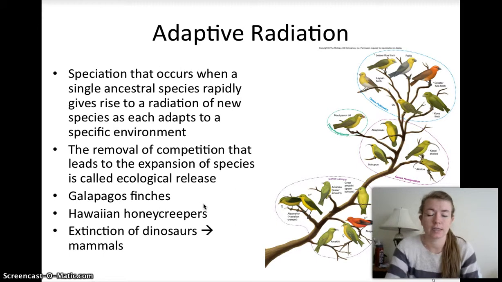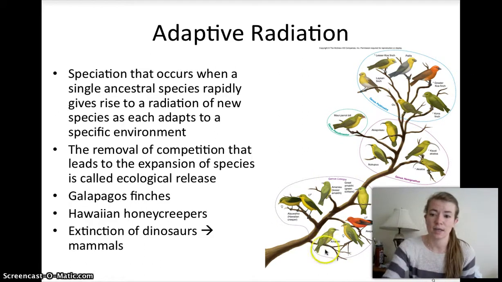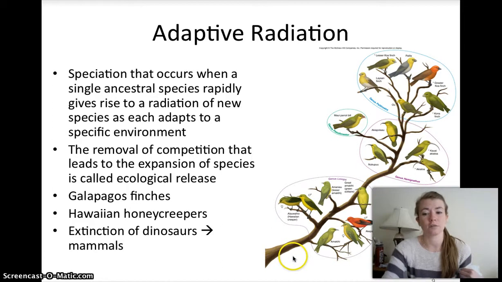The example your textbook gives are the Hawaiian honeycreepers, which happen right here. It shows that this started off all as one ancestral species. And then something called ecological release happened. The removal of competition allowed the expansion of species like crazy. So all these guys came from one. And for whatever reason, ecological release happened, and they were free to evolve into many different species.